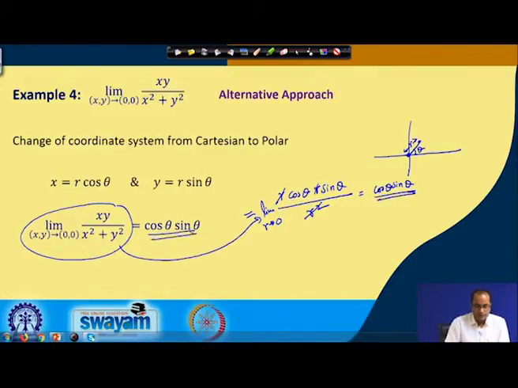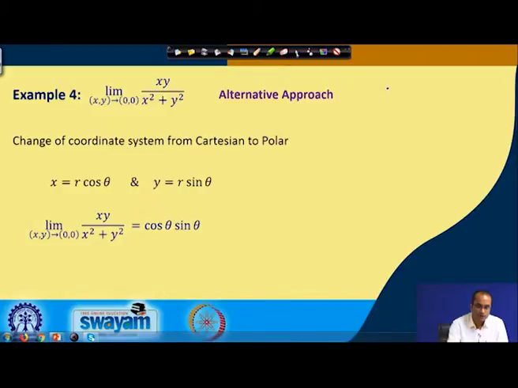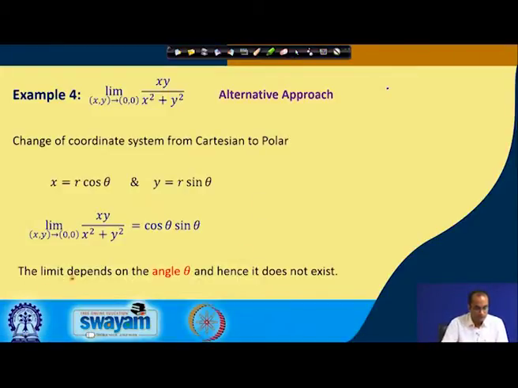So, what we observe again is that this limit is depending on theta. So, if we choose a different angle to approach this point here, the origin, then the value will be different. So, again a similar situation: the limit depends on the angle theta, or it depends on the path, we can say, and hence this does not exist.